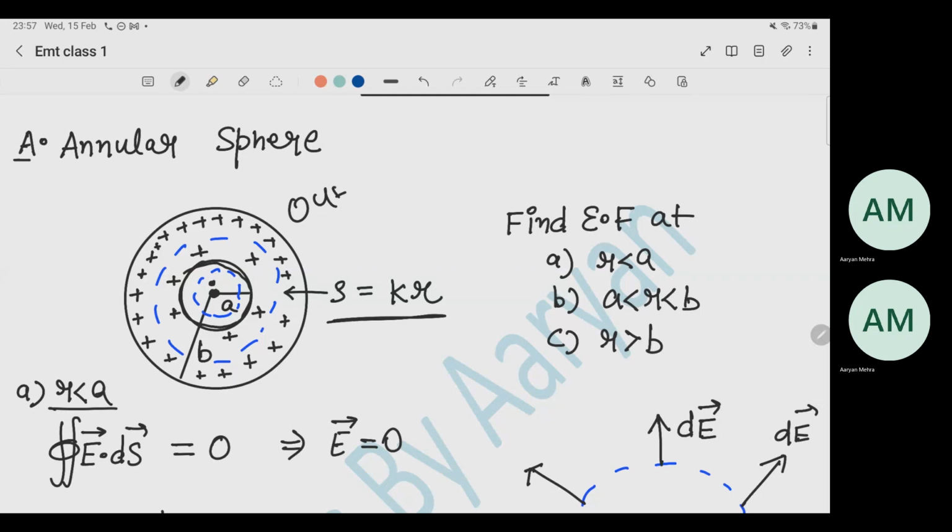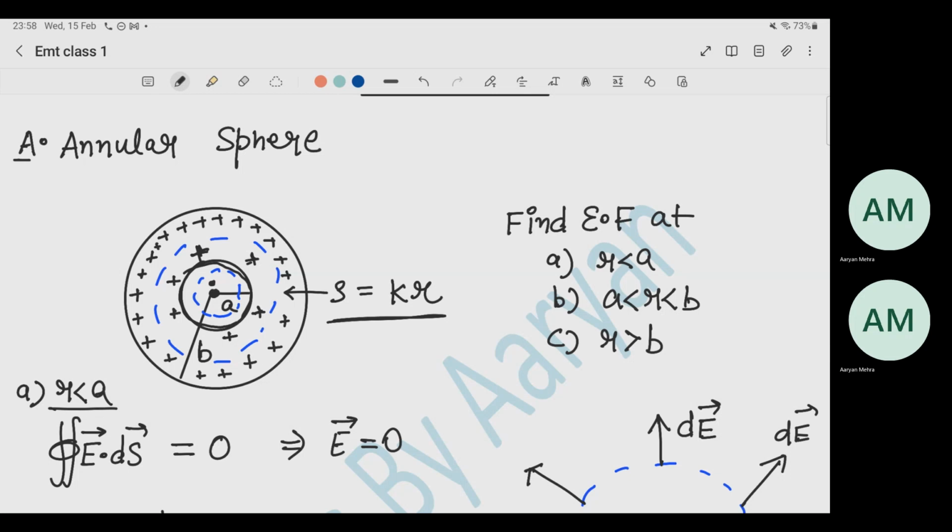What does it mean? If you see close to this area, the charges are far apart, which means charge density is less because r is less. But if you increase r, charge density increases, which means the charges come closer. So this is how your physical picture is. How do you find the electric field for such a configuration at three points? One is r less than a, meaning inside, then r between a and b where the charge is present, and then r outside.